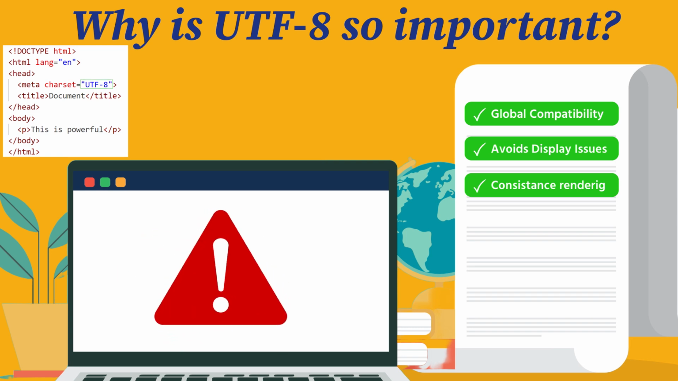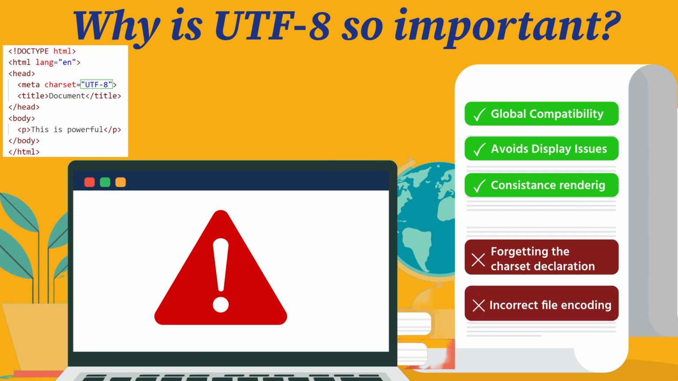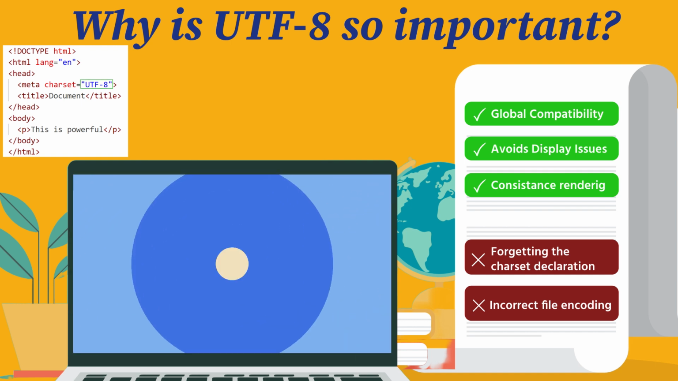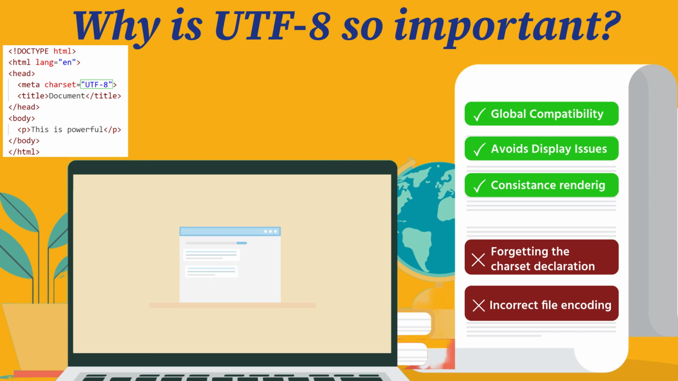Let's look at some common mistakes and how to troubleshoot them. Forgetting the charset declaration. This is the most common mistake. So always make sure to include the meta tag with the correct encoding in your head section. Incorrect encoding. If you are still seeing strange characters, double check that your text editor is also saving the file in UTF-8. So remember, charset with UTF-8 is your best friend when it comes to character encoding. It ensures your website is accessible and readable to everyone, no matter what language they speak.